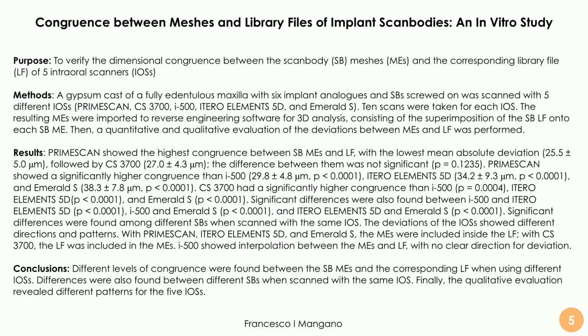And the 3D analysis consisted of the superimposition of the scan body library file, a single library file, the same library file for all the implants, onto each scan body mesh in order to verify quantitatively if there were deviations, and qualitatively what kind of deviation, what kind of pattern this deviation had. Because it's very important, it's key for the final results. And we see that we found differences between the different intraoral scanners, different levels of congruence. And this is the topic of the study, and we watch this study in detail today.